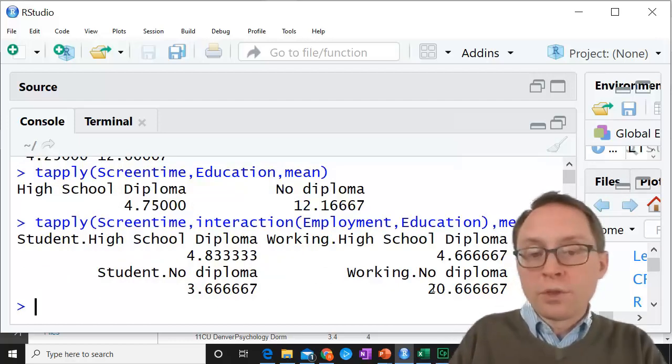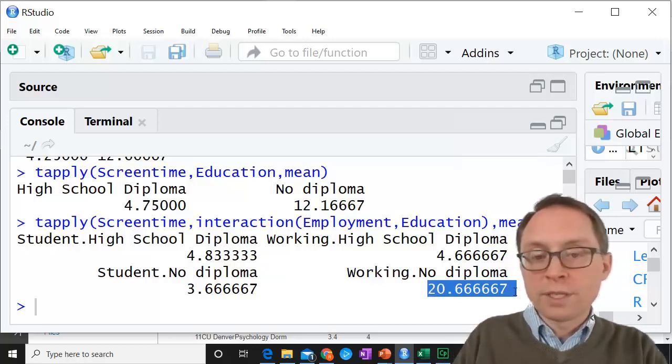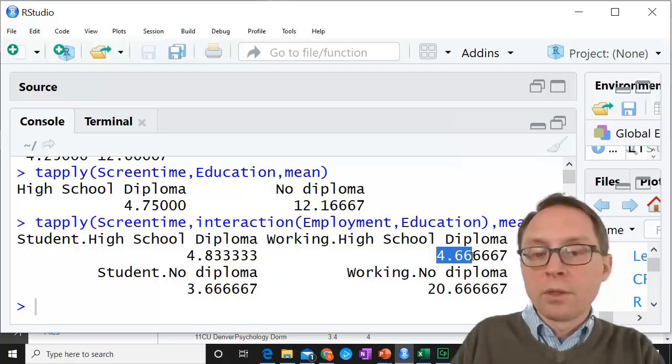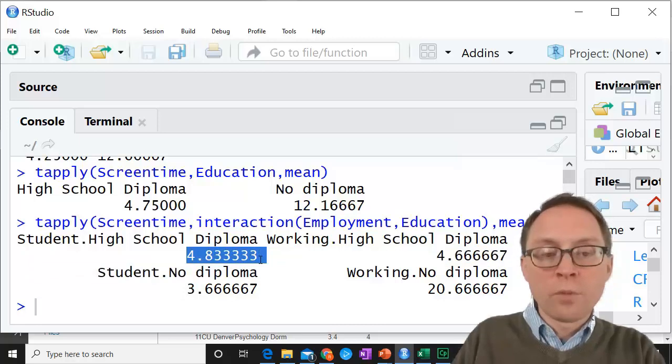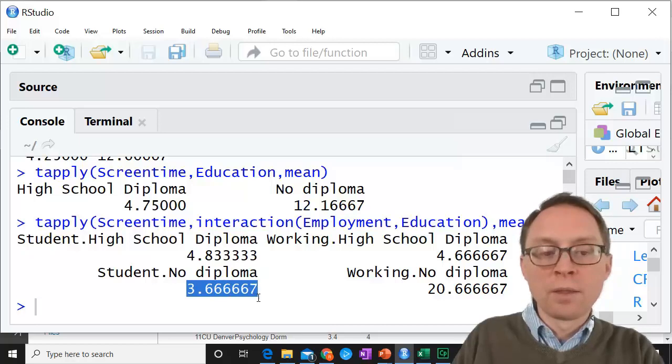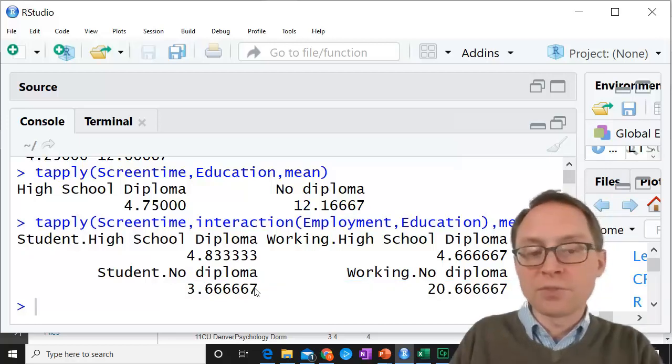People who are working with no diploma watch 20.67 hours of screen time. People who are working with a high school diploma, they watch 4.67 hours of screen time. Students with a high school diploma watch 4.83 hours of screen time. Students with no diploma, 3.67 hours of screen time.